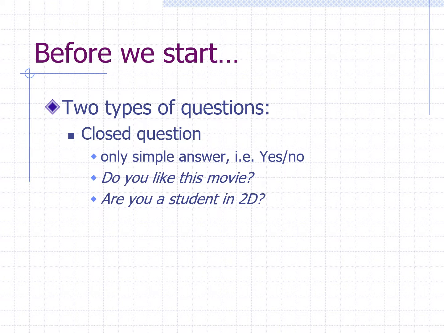There are two examples here. Do you like this movie? Are you a student in 2D? So with these questions, all that is required to answer is just to say, yes, I do like this movie, or no, I'm not a student in 2D. Okay, so we call them closed questions, or sometimes we call them yes-no questions.